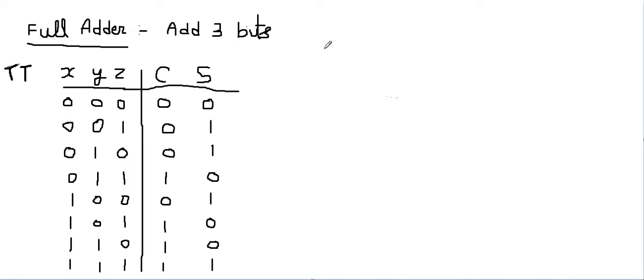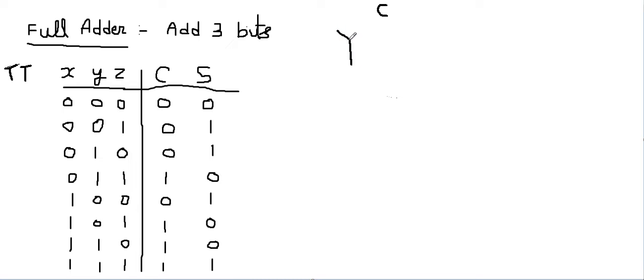For that, we have to draw a Karnaugh map for carry and for sum. For carry I am going to generate this first. As you know from the Karnaugh map concept, when we draw a Karnaugh map, it is like this.